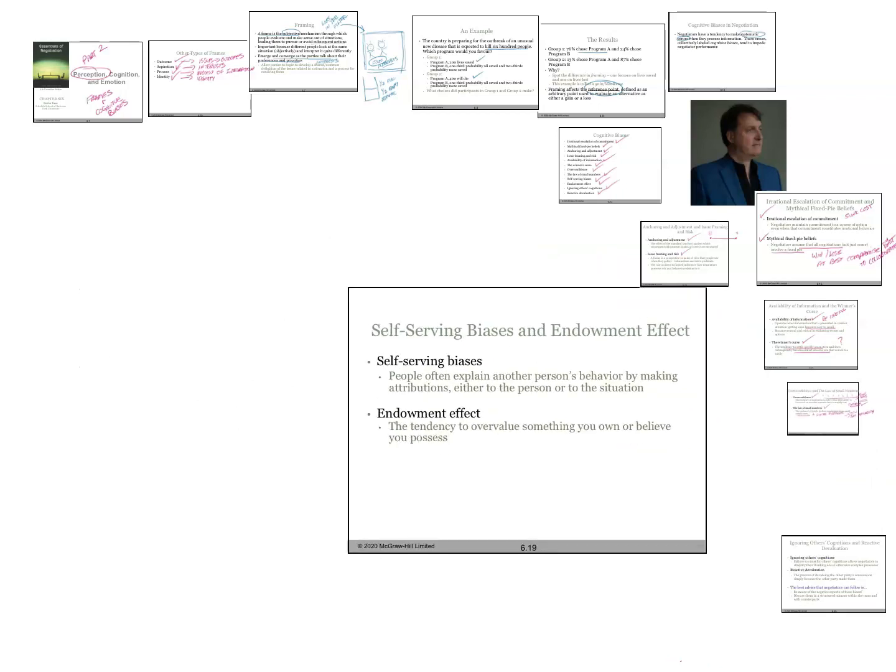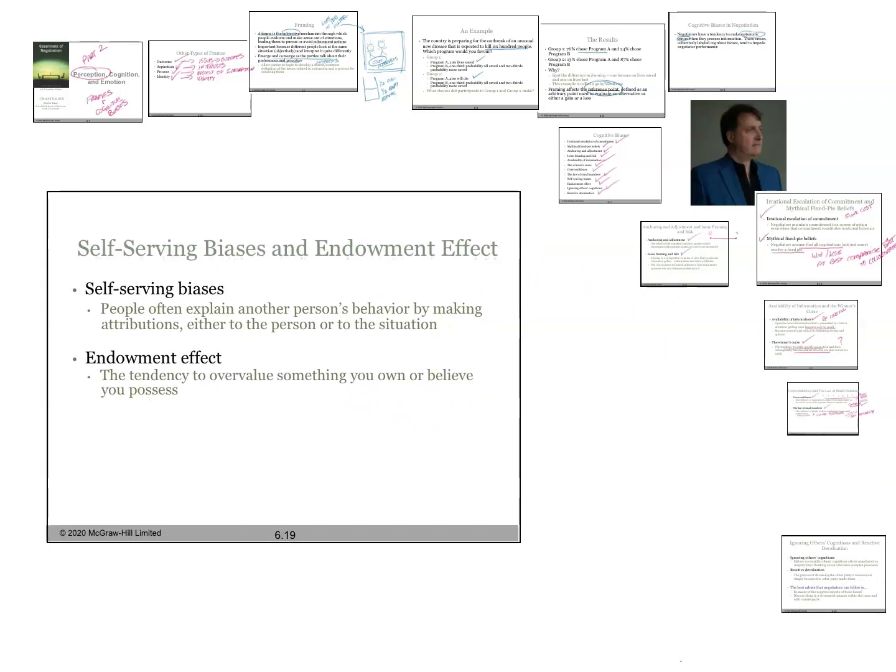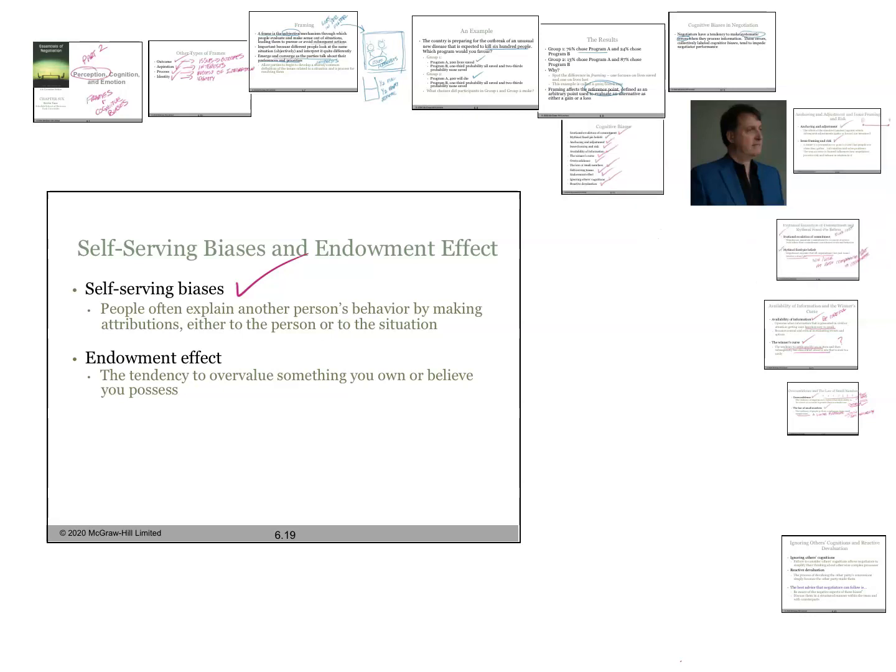Next up, self-serving biases and endowment effect. Self-serving bias. There's a simple principle here, and I want to try to keep it as simple as possible. Say, for example, we have two people. You or I are person A, okay? It's person A. And over here, we have person B.